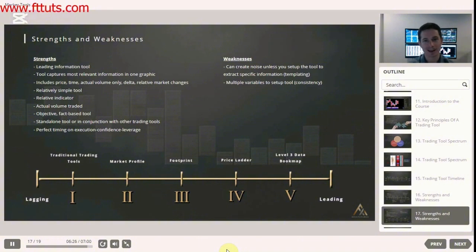Now, again, I'm going to reiterate this one last time. It's not a case that the footprint is significantly better. For me, it is a brilliant standalone tool, but it's an amazing great tool when combined with the price ladder, as well as some of the lagging tools like the market profile and candlesticks.